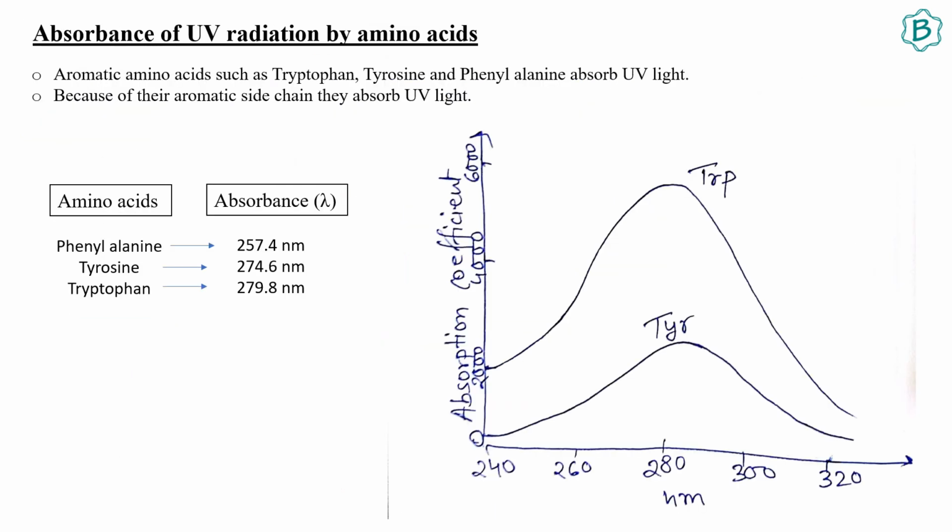There are some amino acids which can absorb UV light, such as tryptophan, tyrosine and phenylalanine, because they have an aromatic ring. As you can see, tryptophan has the highest absorbance, followed by tyrosine and also phenylalanine, which has absorbance near 257.4 nanometers. The absorbance by these aromatic amino acids is widely used to quantitate proteins.